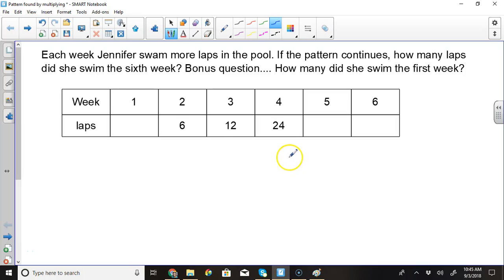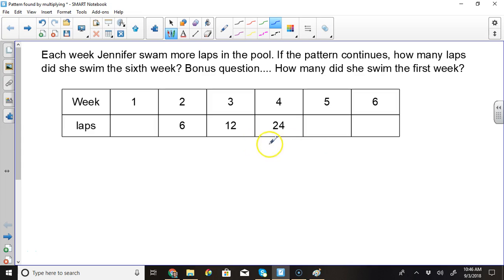All right, so this is a problem of finding patterns. Each week, Jennifer swam more laps in the pool. If the pattern continues, how many laps did she swim the 6th week? And then a bonus question that I'm not going to answer, but something you should think about, is how many did she swim in the 1st week?